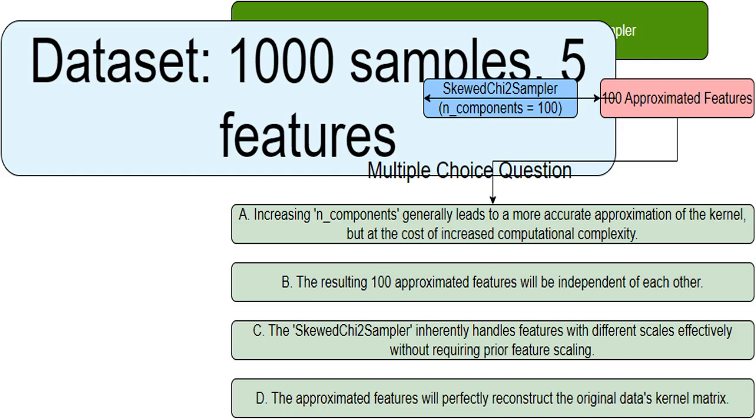The SkewedChi2Sampler is the tool doing the approximation. The n_components parameter is set to 100. This means that the method will create 100 new features. A higher number generally means a better approximation, but it also increases the computation time.